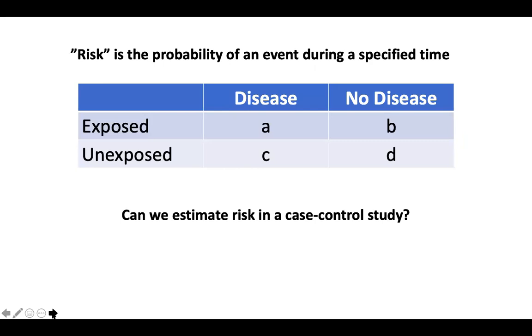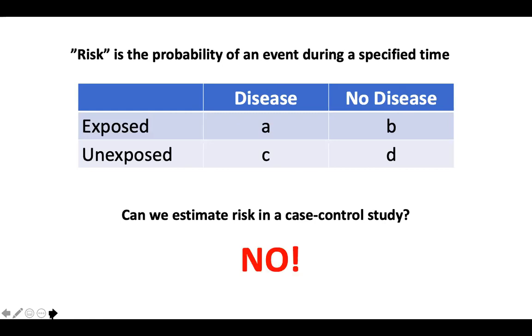Now remember last time, and from session 7, I stated that risk is the probability of an event during a specified time. So can we estimate risk in a case control study? You might think we can, because we can fill out this 2x2 contingency table. But because we're talking about the probability of an event occurring during a specified time, and we already have our disease outcomes, we can't, in fact, estimate risk.